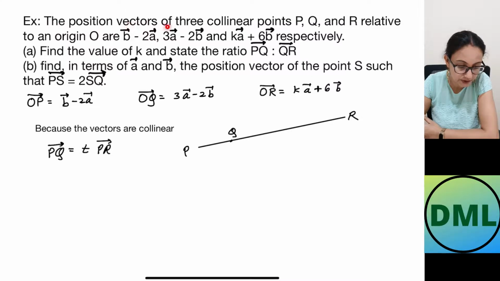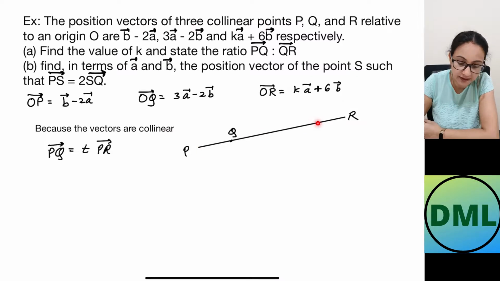The position vectors of three collinear points P, Q and R relative to an origin O are B minus 2A, 3A minus 2B and KA plus 6B respectively. Find the value of K and state the ratio PQ to QR. Find, in terms of A and B, the position vector of the point S such that PS is equal to 2 times SQ. Now, it is given that the vectors are collinear.